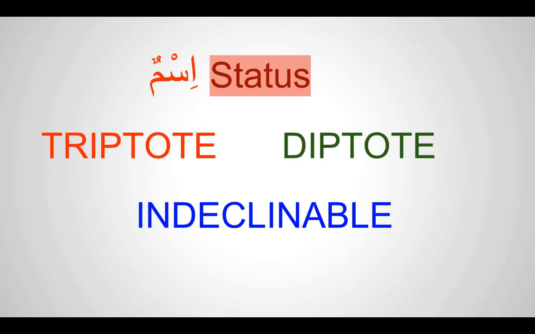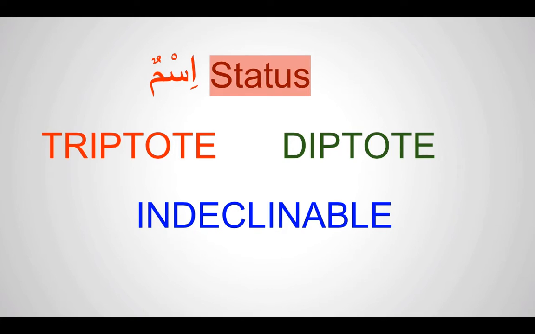So what are those? Like the pronouns, we learned the demonstrative pronouns, and we learned that the harf, like min, ila, have their own status, their own endings which they don't change, and these are all indeclinable. So what are these words called in Arabic? Diptote is called mamnu min as-sarf, which means prohibited from declining. And indeclinable are called mabni. Mabni means built, like a structure; they don't shake, they're fixed.